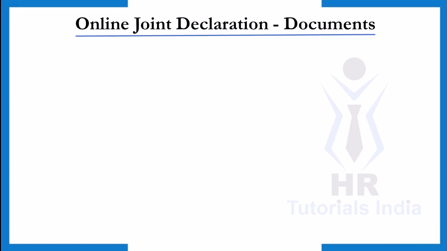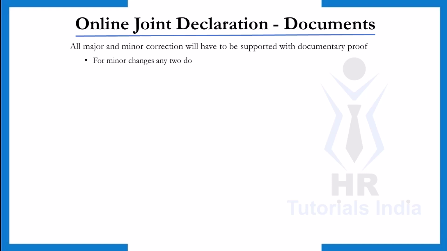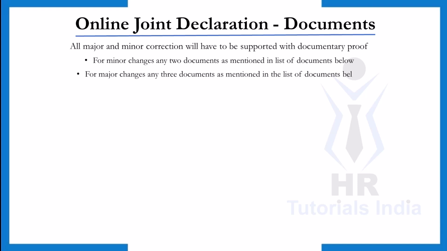Online joint declaration documents. Now let us see what documents are required as support or proof to make the corrections in the joint declaration. All major and minor corrections will be supported with documentary proof. For minor changes, any 2 documents as mentioned in the list of documents below, which means for making any minor changes, only 2 documents are required as proof for joint declaration corrections. For major changes, any 3 documents from the list below. If the changes are major, then 3 documents are required as support and proof for approving the joint declaration.